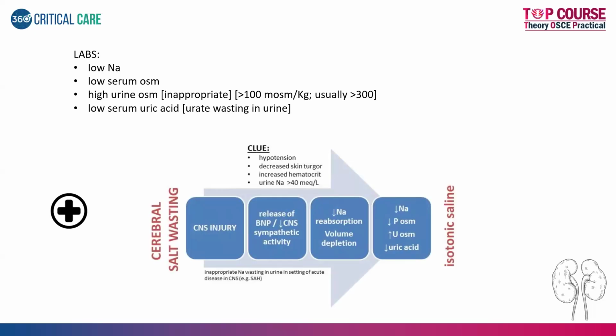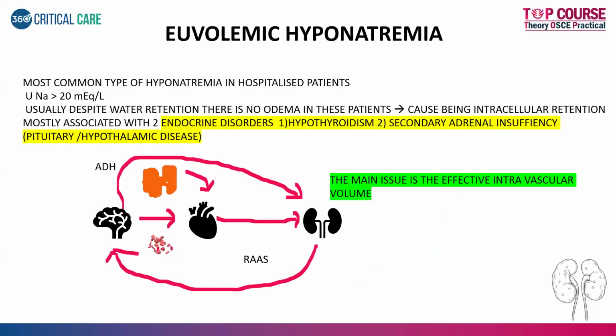So whenever you have a patient with hypotension, decreased skin turgor, increased hematocrit, and with the urine sodium being more than 40 milliequivalents per liter, think about probable cerebral salt wasting. For such patients, management, instead of giving sodium solutions, we just give them isotonic saline. That should be normalized. Okay, so this should help. So coming to euvolemic hyponatremia, till now we were talking about hypovolemic hyponatremia.